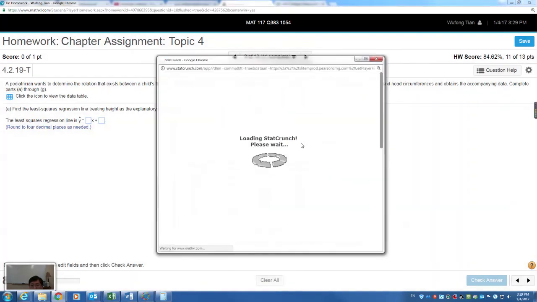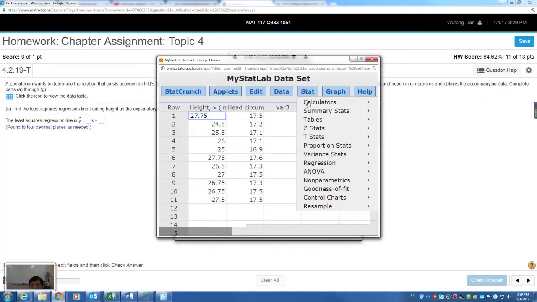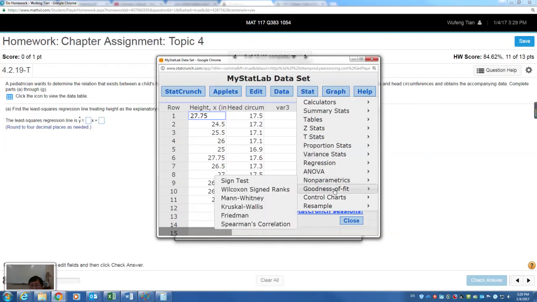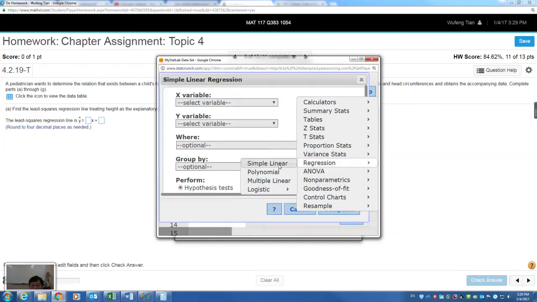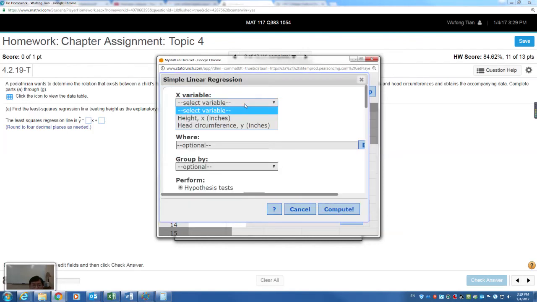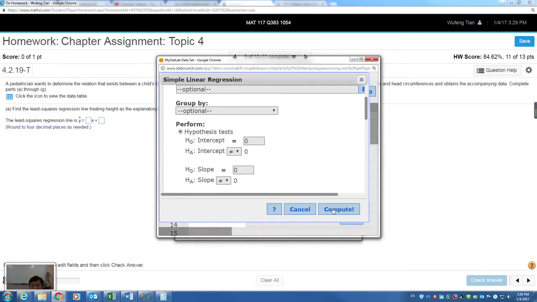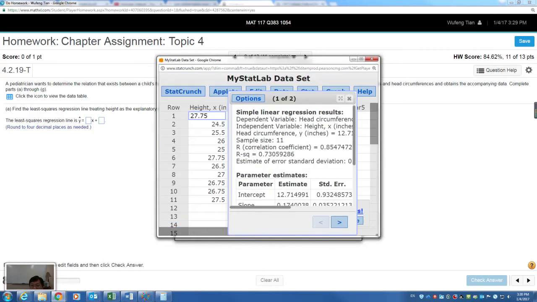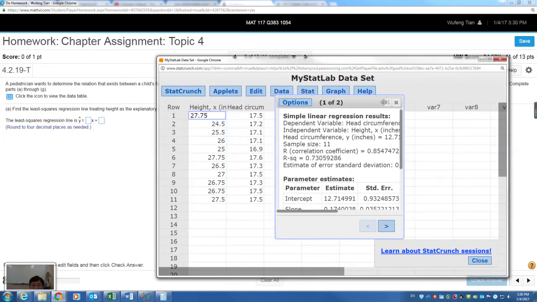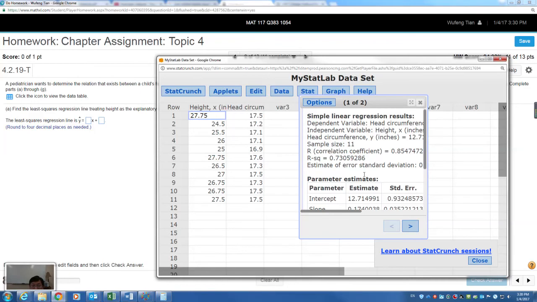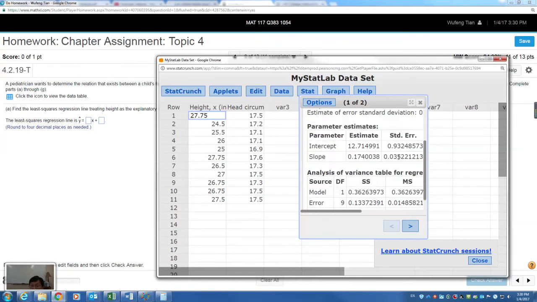Open the StatCrunch, and you can do linear regression. So regression, simple linear function. X variable is height, and the y variable is the head circumference. So now compute. You can tell the least square function is y equals what?